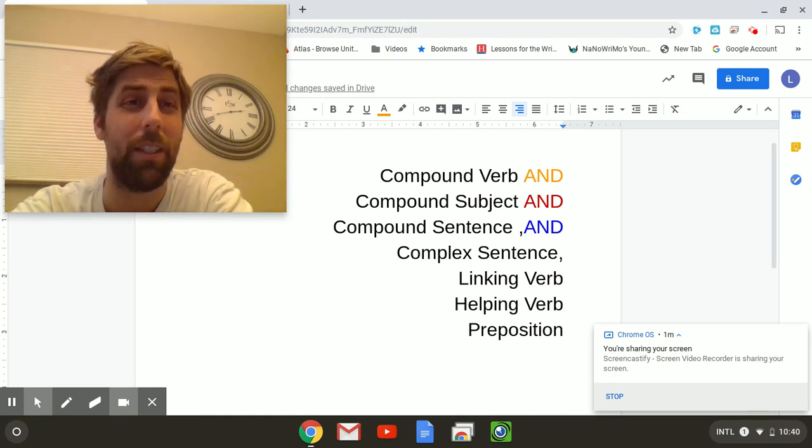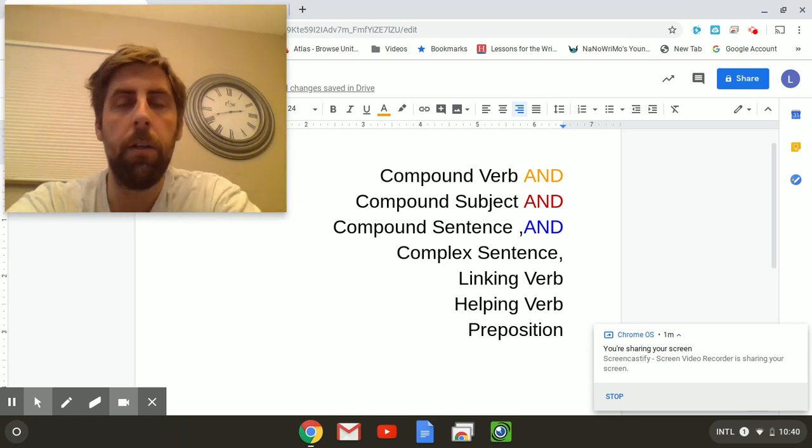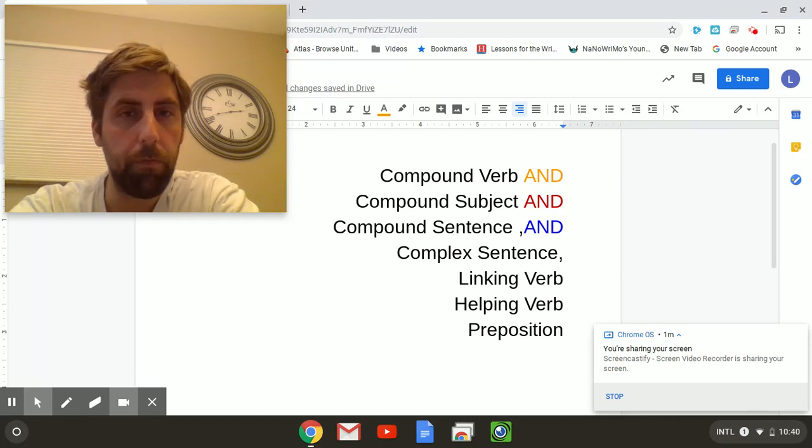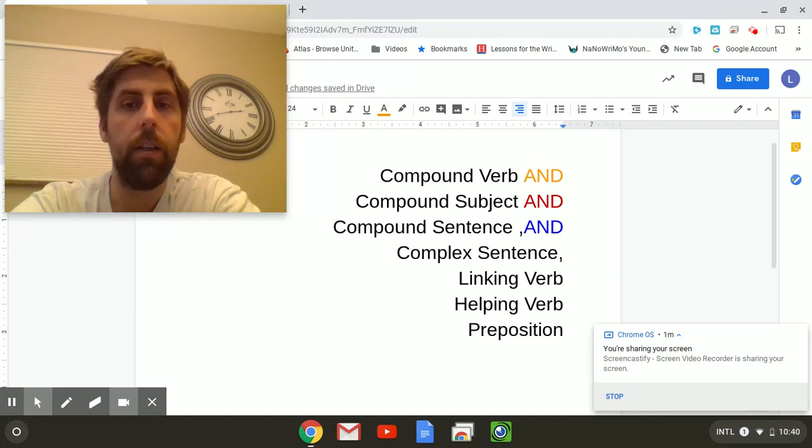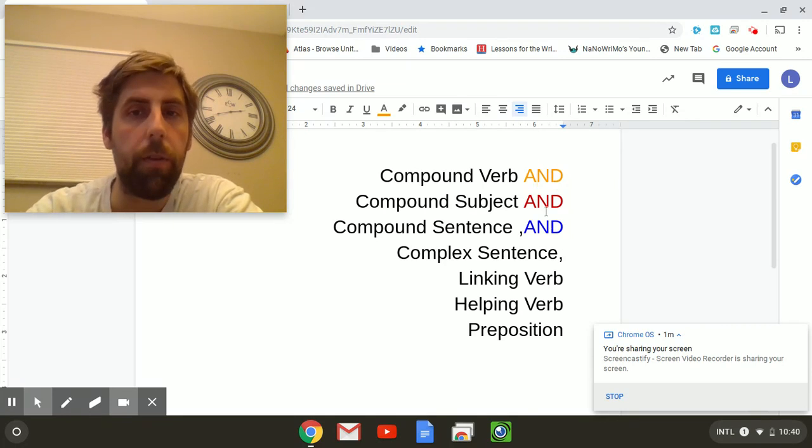Compound subjects are much easier. Subjects are the beginning of a sentence. You just have your two people, he and she, John and Jane. It's two people, usually at the beginning of a sentence, with an and in it. That's a compound subject. Compound sentence, it has an and as well. So look, all three have the and.